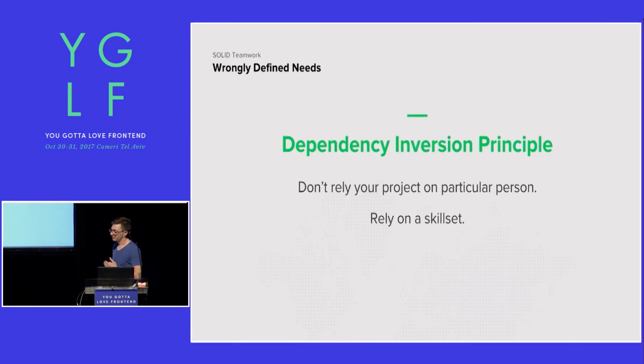And the solution for this is simple, and it's the dependency inversion principle. So we shouldn't rely our project or our product on particular persons. We should rely our product on particular skill sets. So every time something goes wrong with our team, we know how to replace them. I know it may sound not very human, but especially when working in a software house where there are a lot of different projects and the developers are rotating between them pretty often, it's extremely important to know what you actually need.